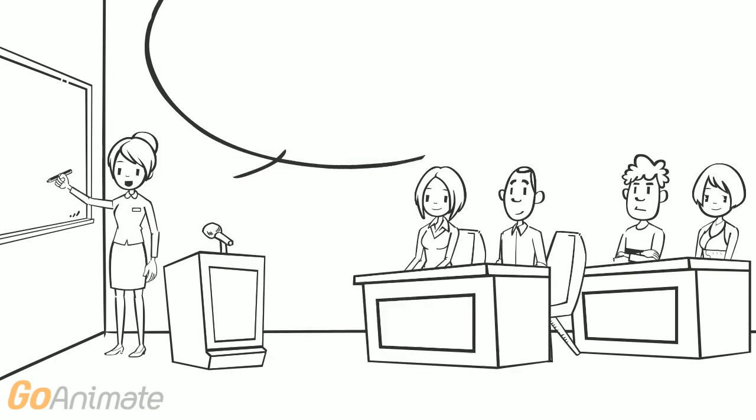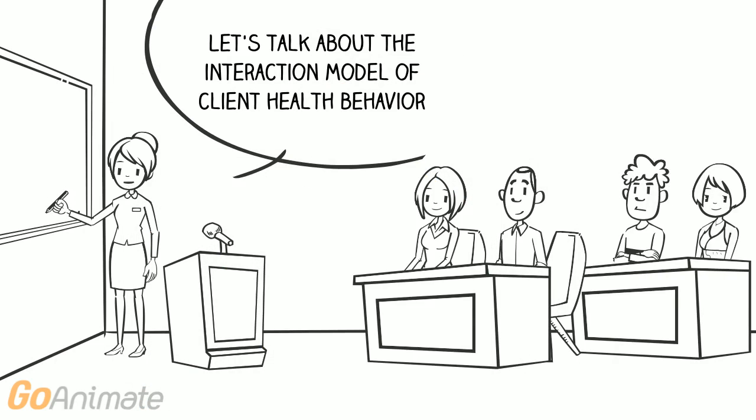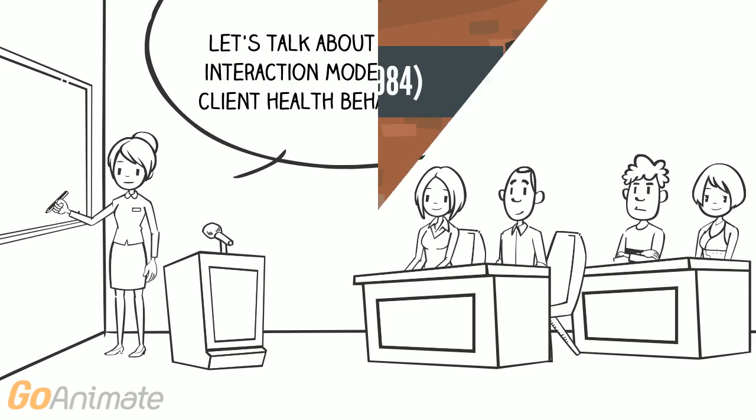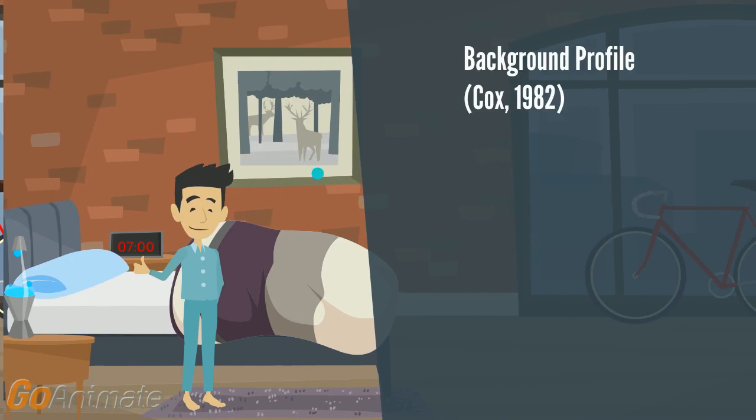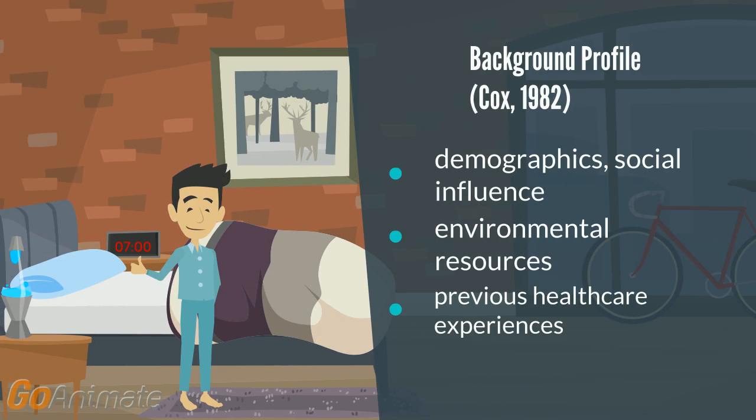All right, so let's talk about the interaction model of client health behavior, some of the attributes that are a part of it or elements, and just kind of dig deep. People make healthcare decisions based on their unique and individual characteristics. Looking at a person's individual characteristics, we have to consider their background profile, which includes demographics, social influence, environmental resources, previous healthcare experience.